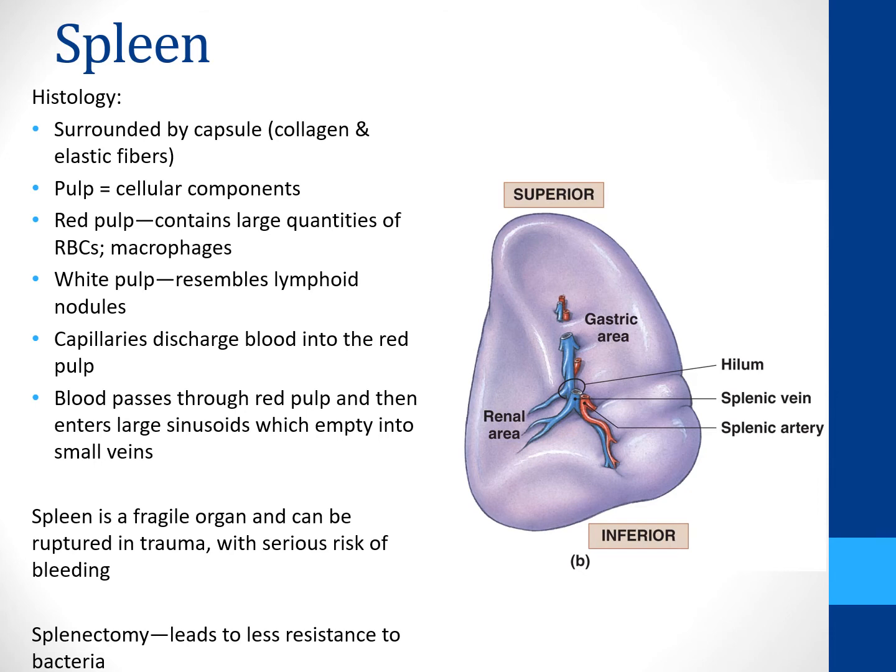The spleen is really fragile, and so it can be ruptured easily. When it gets ruptured, it's very difficult to repair because it's so fragile. So oftentimes that's going to lead to a splenectomy where the spleen gets removed. You can live without your spleen, but you're going to end up having a decreased immune function when the spleen is not working.